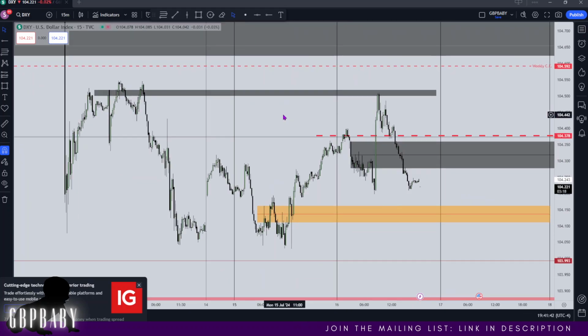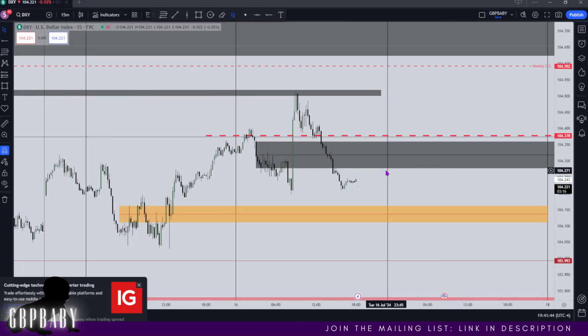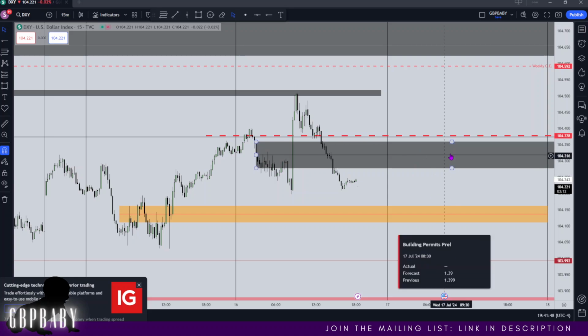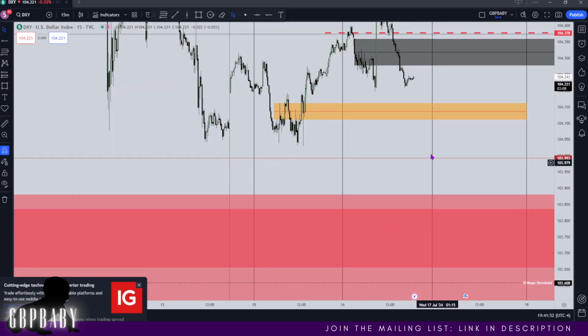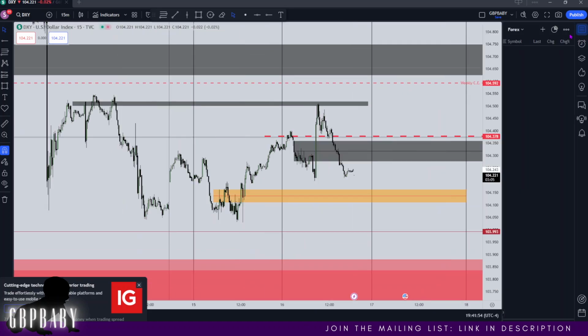So I hope that all makes sense on dollar. Definitely want to see the high get made in London session, ideally with the 8:30 news sending price lower into those lows and towards our weekly bearish PD array. So hope that all makes sense.